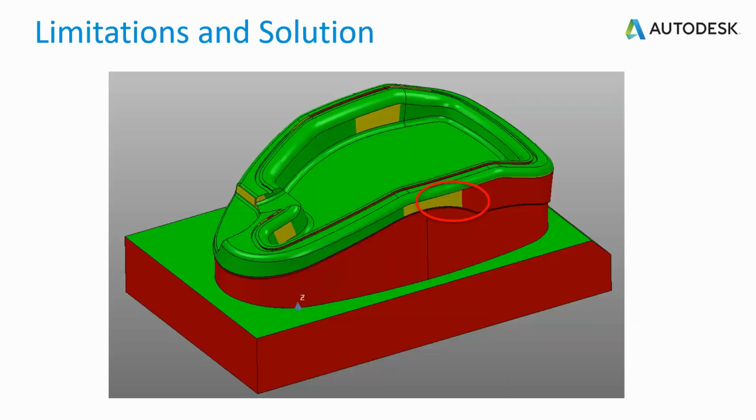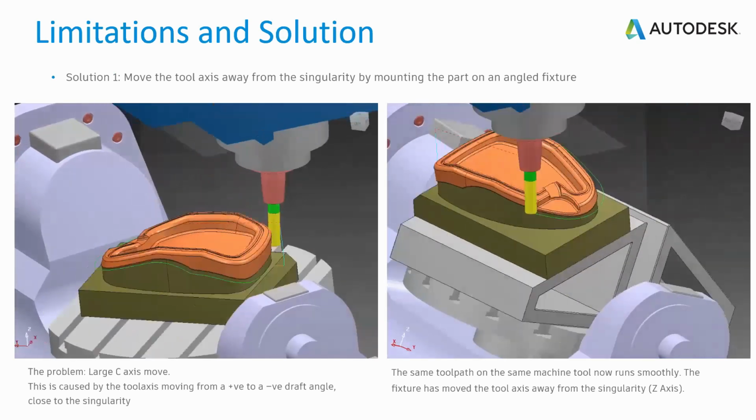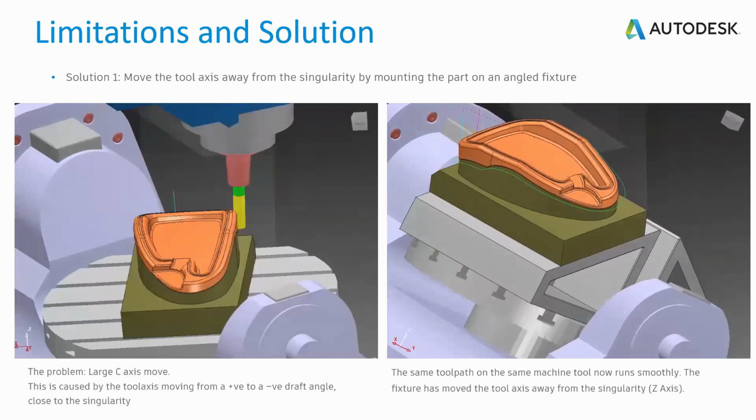Look at the part using draft analysis shading. We can find the sudden changes in the highlighted area from negative to positive draft. When the machine singularity is closer to this machine axis movement, we can find rapid accelerations in the rotary axis of C. Let us solve the singularity issues in two different methods.